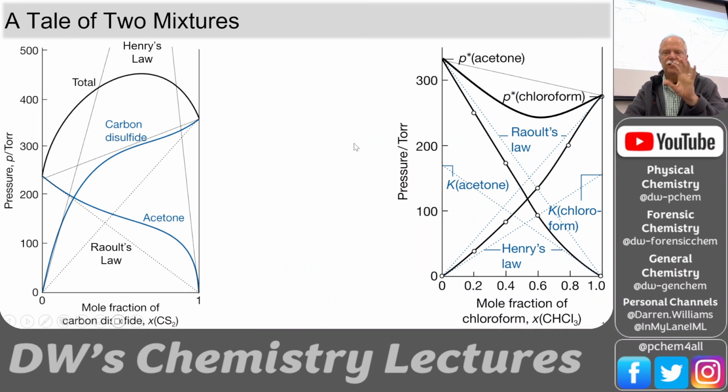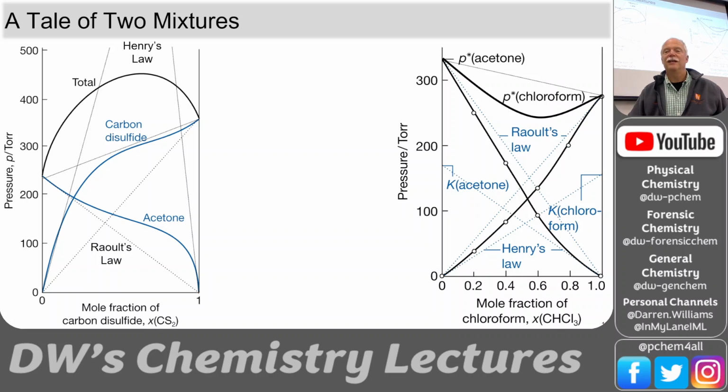Okay, let's look at these two different mixtures, like a tale of two cities, but a tale of two mixtures. And the compounds on the left hate each other. Why do I say that? Yeah, they're off scale. But also just look at the total pressure. If I mix these substances, most of the mixtures have a higher vapor pressure than either of the components.